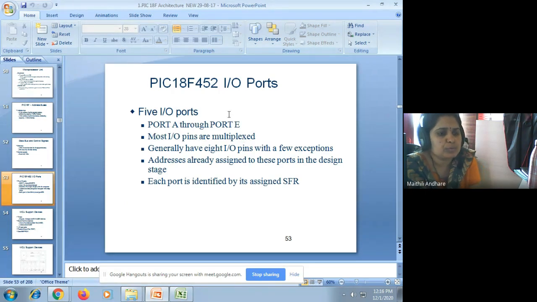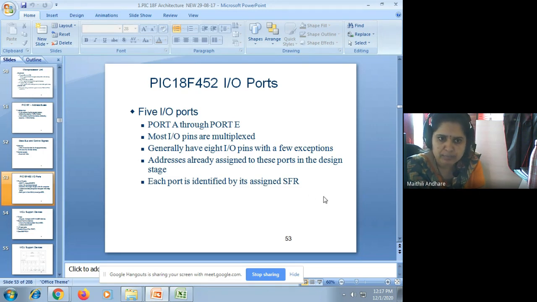So now you know the meaning of multiplex pins. The same pin can perform a number of operations, but the basic operation is an IO pin, input and output. Apart from that, some functions are assigned to that pin. That's why they are called multifunction pins, or multiplex pins. Each port is identified by a separate SFR, that is the special function register.